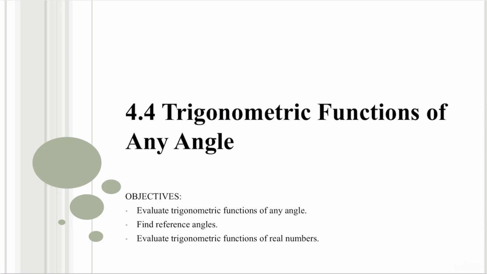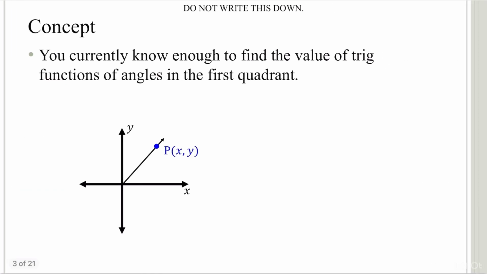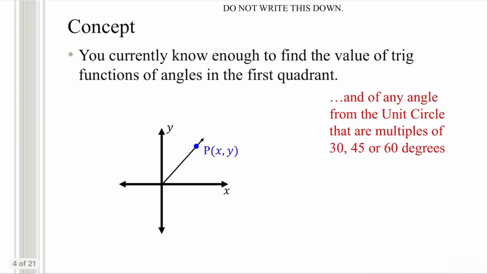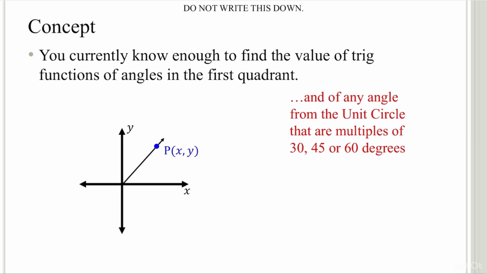All right, let's talk about trig functions of any angle. So you already know how to figure out the trig functions of any angle in the first quadrant. So the 30, 45, 60, you can find any of the 6 trig functions of those angles. And you know how to find the 6 trig functions of any angle from the unit circle that are multiples of 30, 45, or 60 degrees. So any of the angles that are in any of these other quadrants, anything that's on the unit circle, you can find the 6 trig functions of those angles.